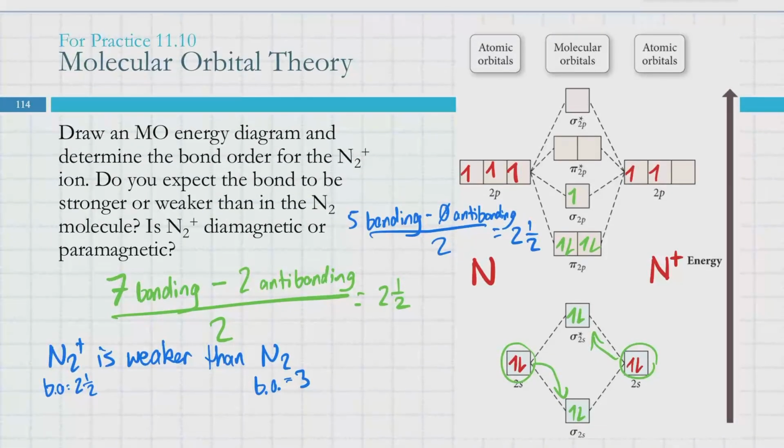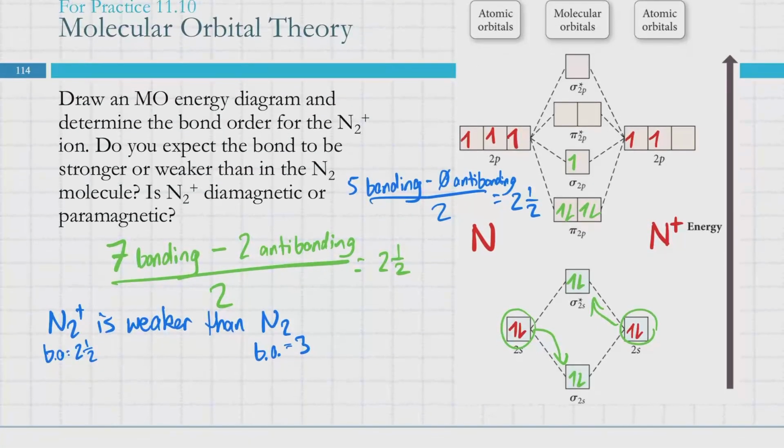And then the last question that we've got here is, is N2 plus diamagnetic or paramagnetic? Are all the electrons paired, or do we have some unpaired electrons? Remember, we're just looking at the molecular orbitals in the middle. Are they all paired up and down? Do we have some unpaired? We have one unpaired, right? So we've got one unpaired. Is that paramagnetic or diamagnetic?